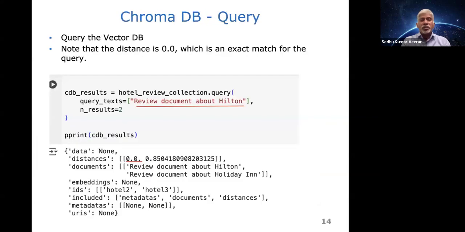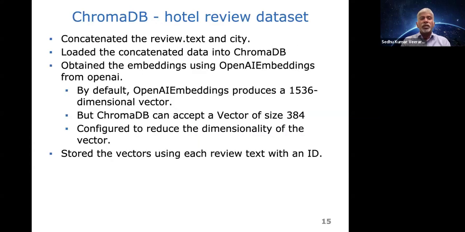Querying the vector DB with "a review document about Hilton", note that the distance is 0.0, which is an exact match for the query that I'm passing in, and the results are shown.